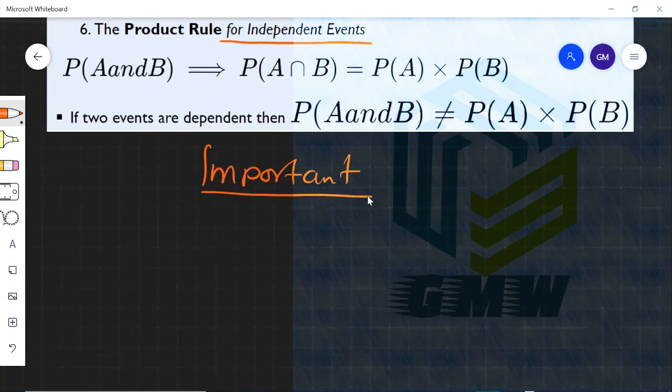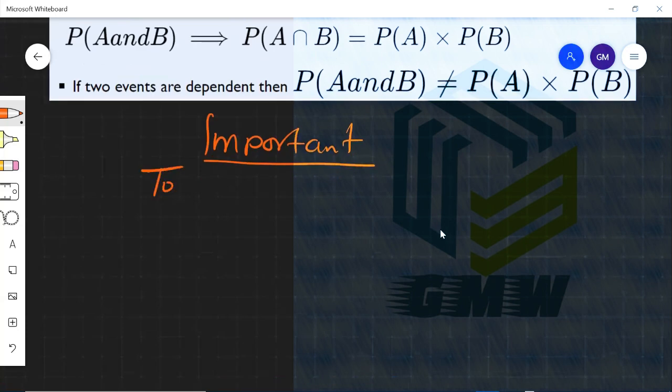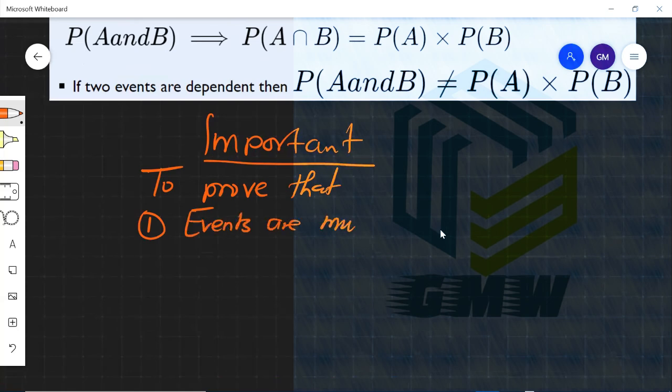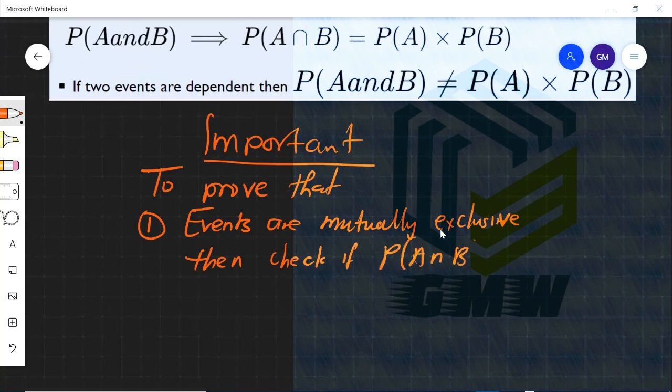Important. Number one, if you're asked to prove that events are mutually exclusive, then check if probability of A and B is 0. Okay? That's what you'll be looking for. Are you with me?